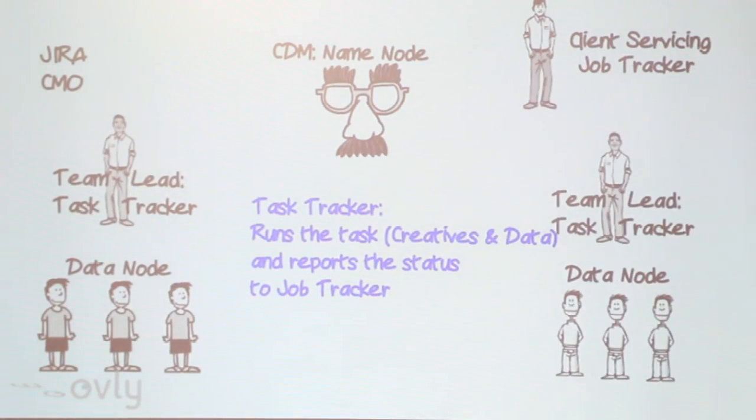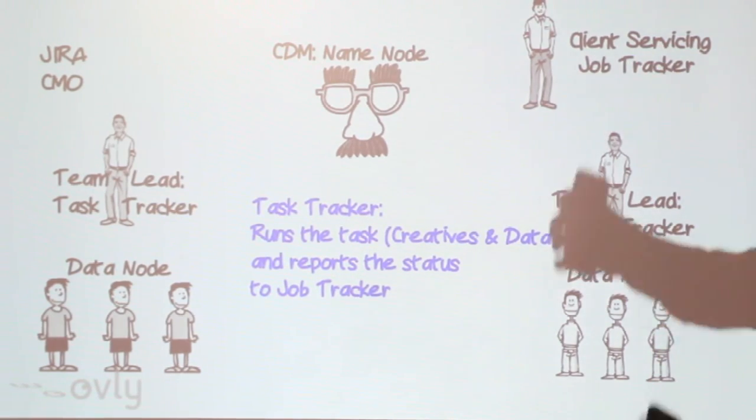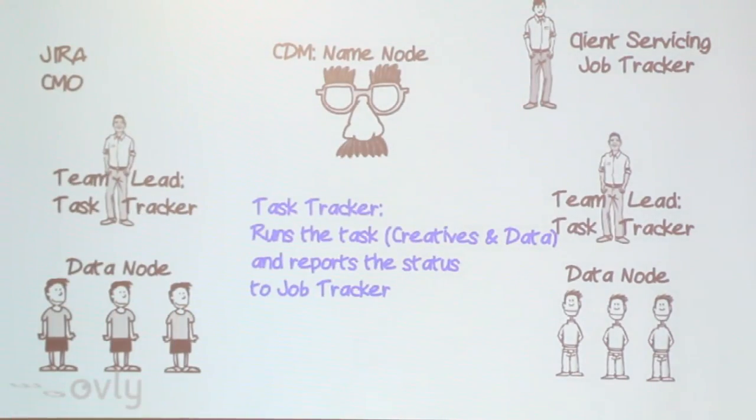So the role of the CDM is to ensure that all the campaigns are going out. So he needs to constantly update the CDM: okay, I have the creatives, I have the data, everything is in place. And he actually updates the status to client services.